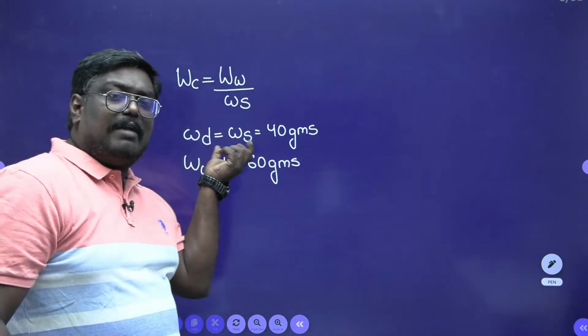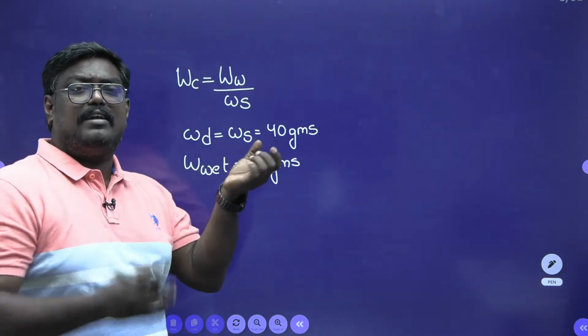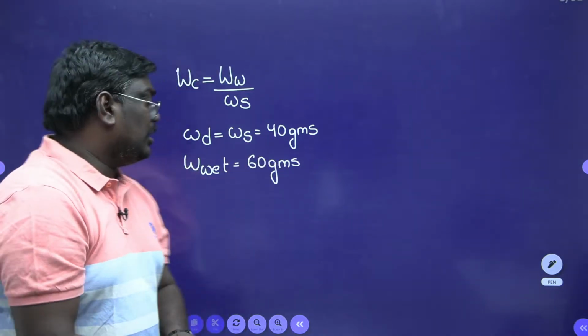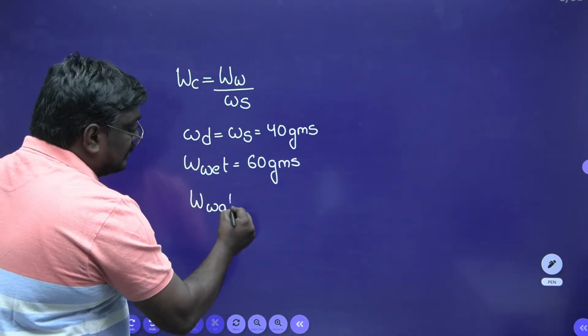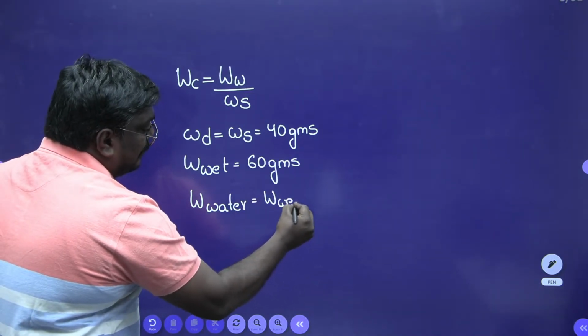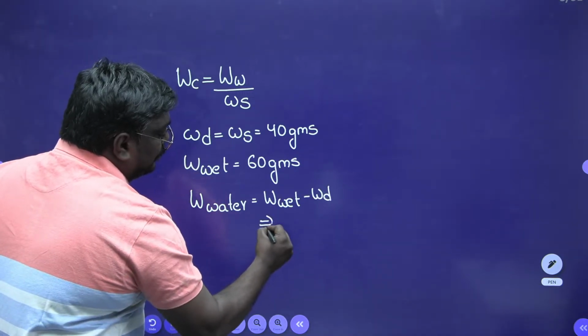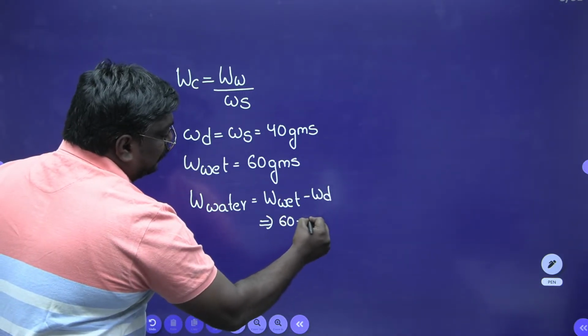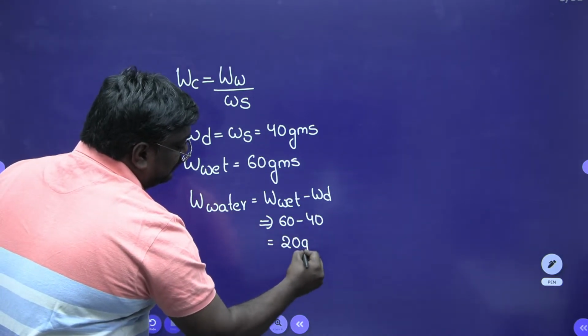Sir, this is the dry weight and this is the wet weight. If you remove the dry weight from the wet weight, definitely you will get the weight of water. So the weight of water is calculated as weight of wet sample minus dry weight. That will be equal to 60 minus 40 grams. That will be equal to 20 grams, my dear students.